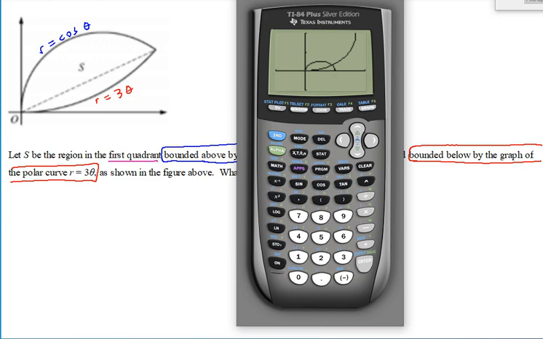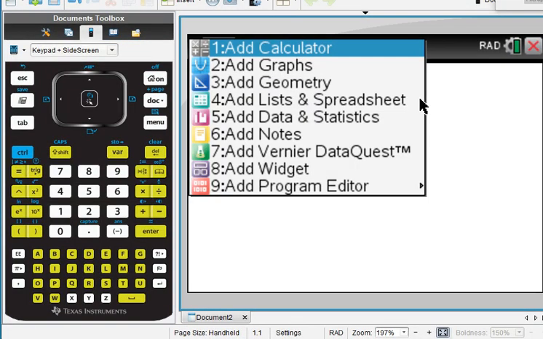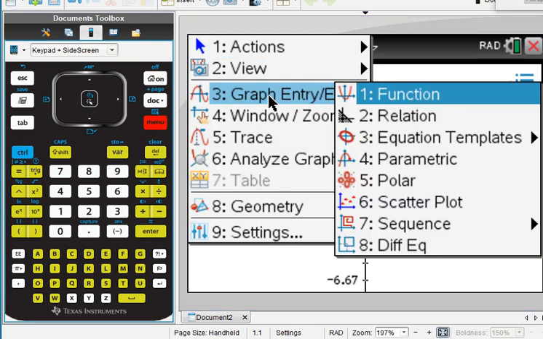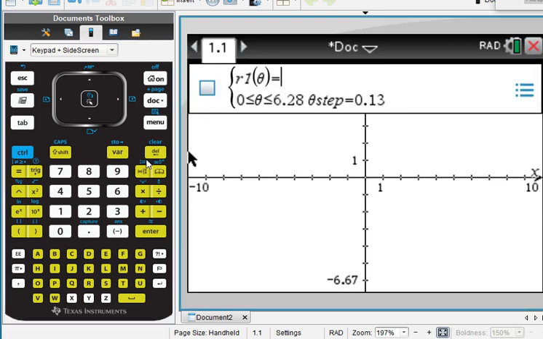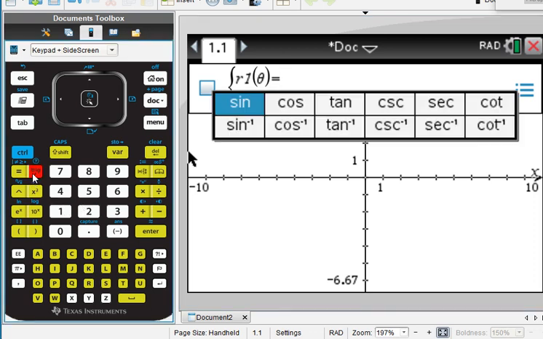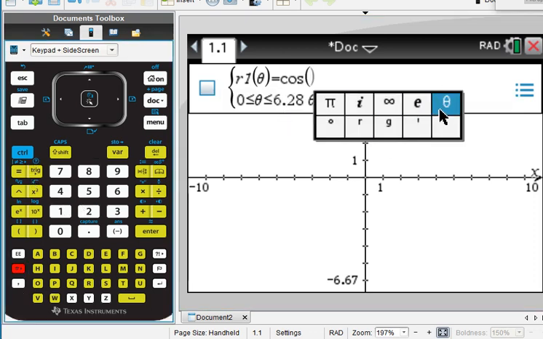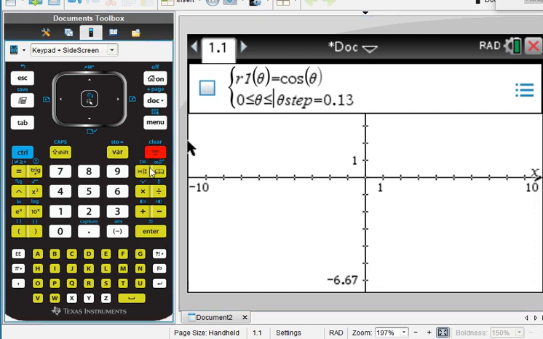And let's put these on the Inspire real quick. So new document, add graphs. Again, if you want to see it in the polar form, you can edit the entry, change to polar. And then r1 was cosine of theta. Again, theta is right here on the pi button. And then we can change our theta min and max to, again, since it's just in the first quadrant, 0 to pi over 2.